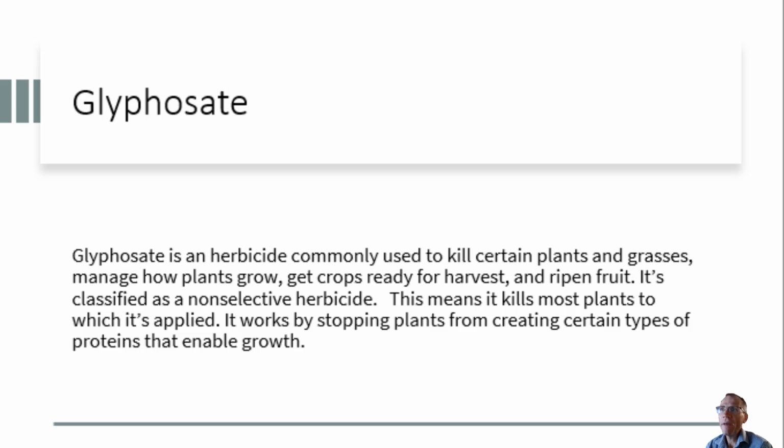So we would be remiss if we didn't talk a little bit more about glyphosate. Glyphosate has been in the news a lot here lately. You've probably heard a lot of things about lawsuits and things like that when it comes to products like Roundup. Glyphosate is an herbicide commonly used to kill certain plants and grasses. It also manages how plants grow, gets crops ready for harvest, and ripens fruit. It's classified as a non-selective herbicide. This means it kills most plants to which it's applied. It works by stopping plants from creating certain types of proteins that enable growth.